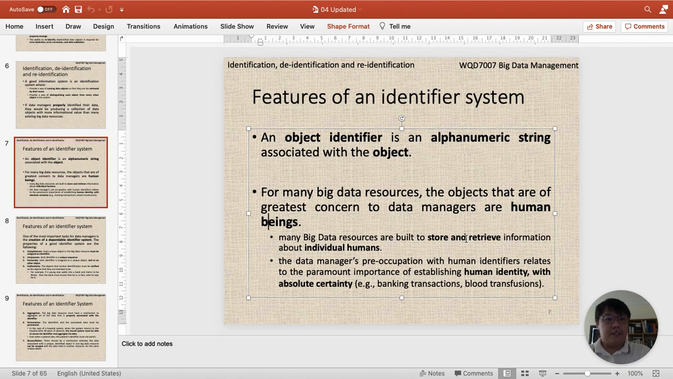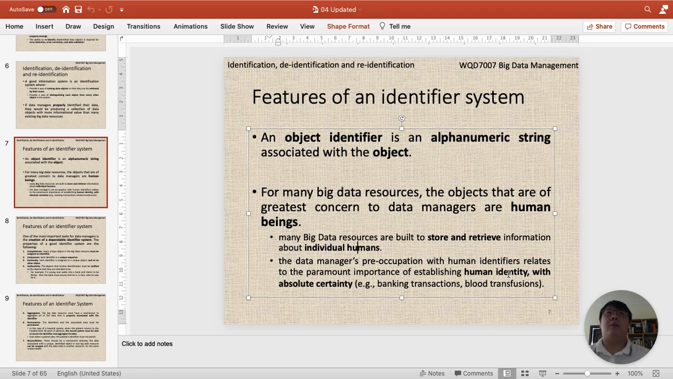Okay, so basically over here it's telling you the data resources are to store and retrieve information of individual humans, and the data manager's preoccupation with human identifiers relates to the paramount importance of establishing human identity with absolute certainty. So this is trying to tell you it is important for the data manager to make sure that the identity you're establishing within that particular system is actually traceable, easily traceable on the identity itself.